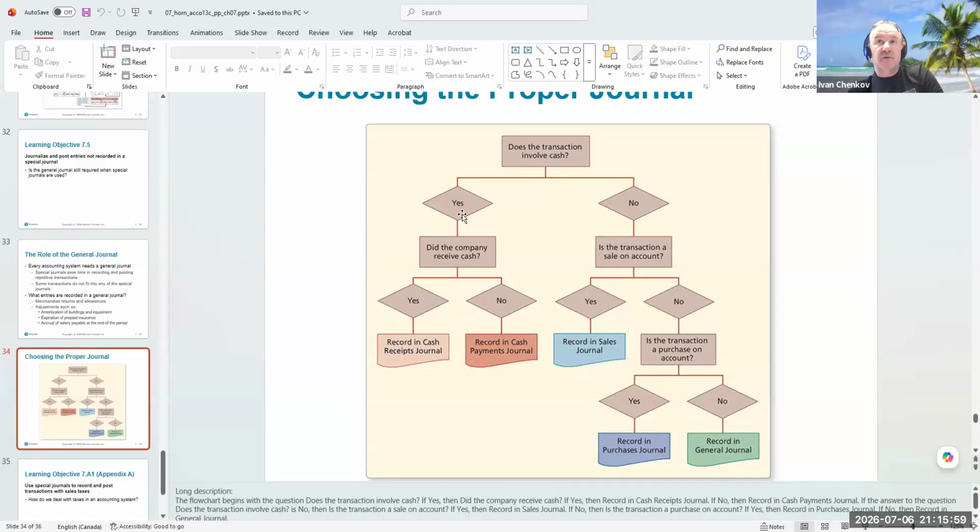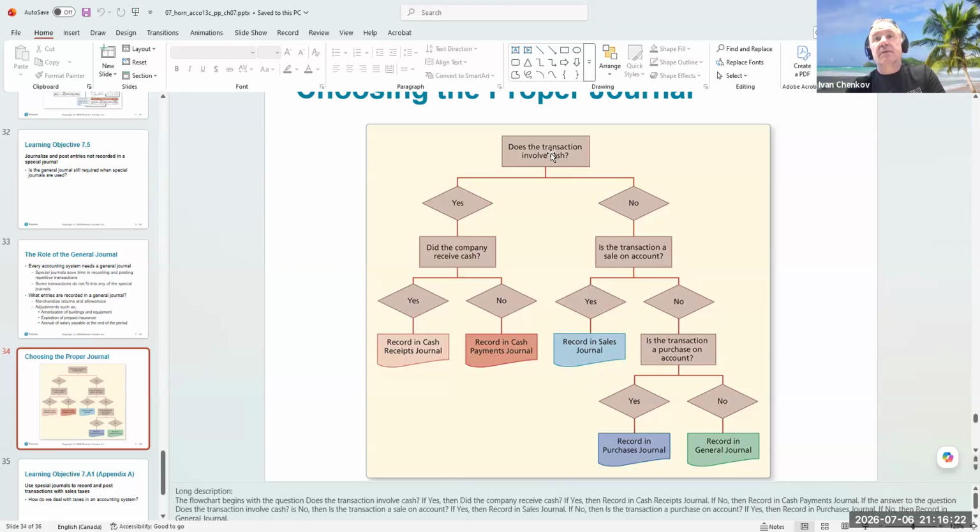If the transaction involves cash, then you ask, am I receiving cash or not? If yes, cash received journal. If not, cash payment journal. That's a logical way to identify how to record the transaction.